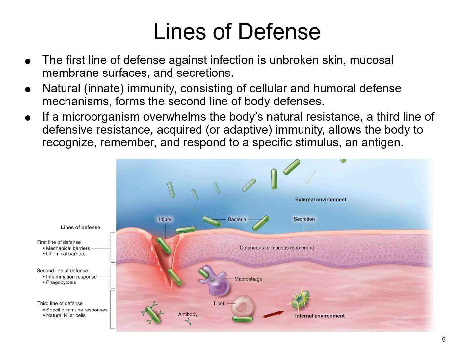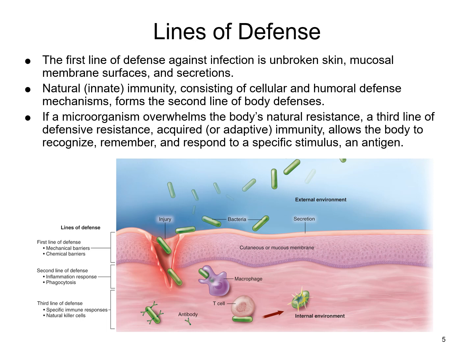The first 2 of these defenses are the principal components of innate immunity. So if a microorganism overwhelms the body's natural resistance and overwhelms those first 2 responses, then you'll have a third line of defense that will kick in. And this is your acquired or adaptive immunity, which allows the body to recognize, remember, and respond to some sort of specific stimulus or an antigen.